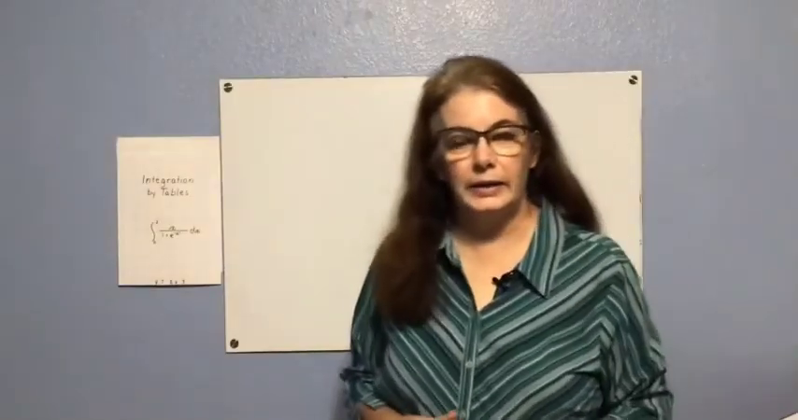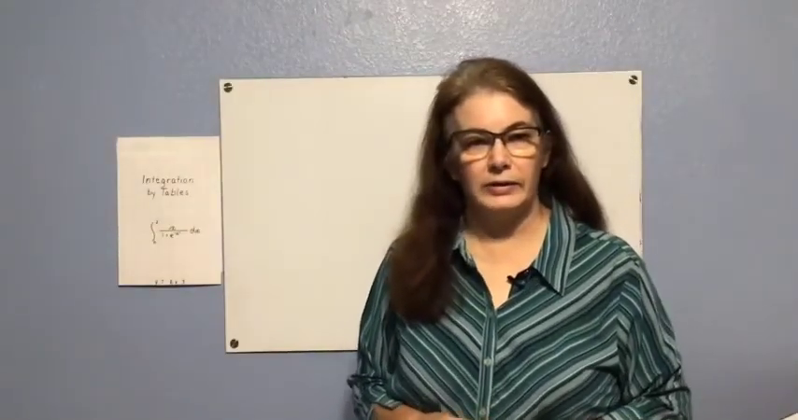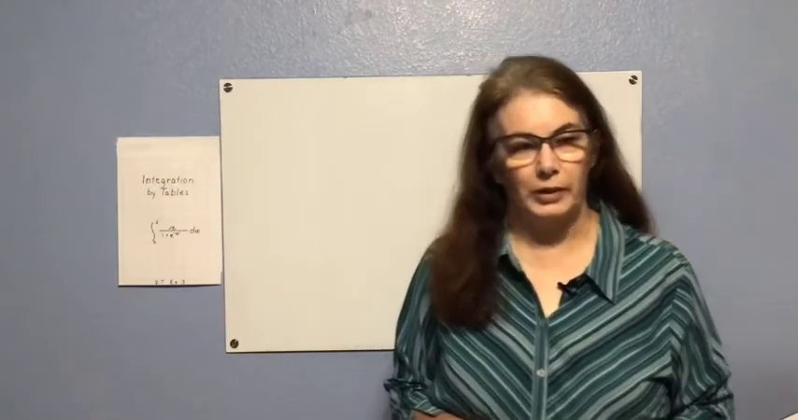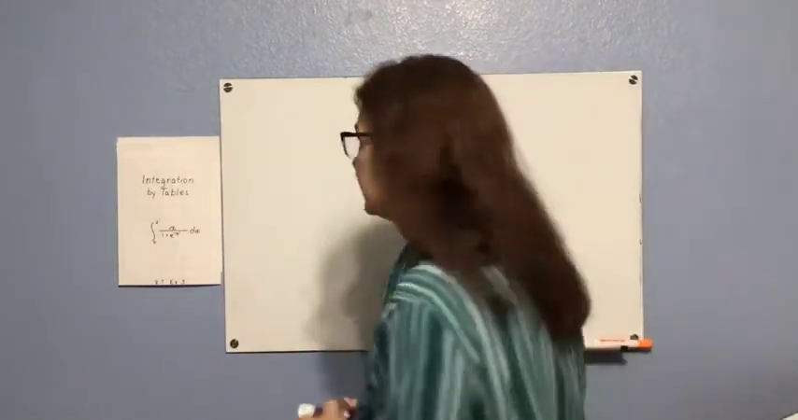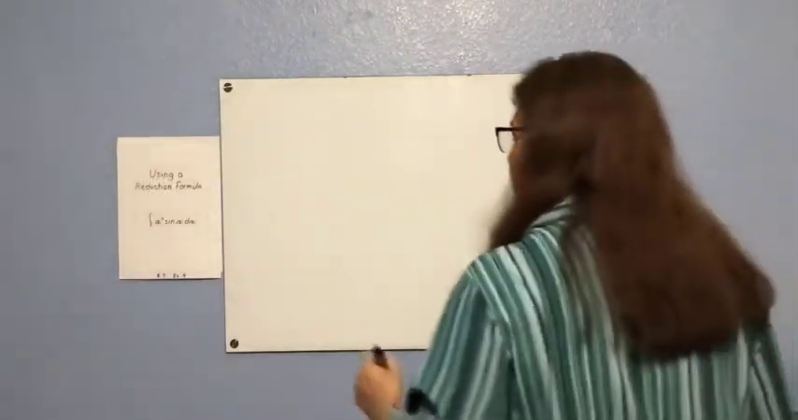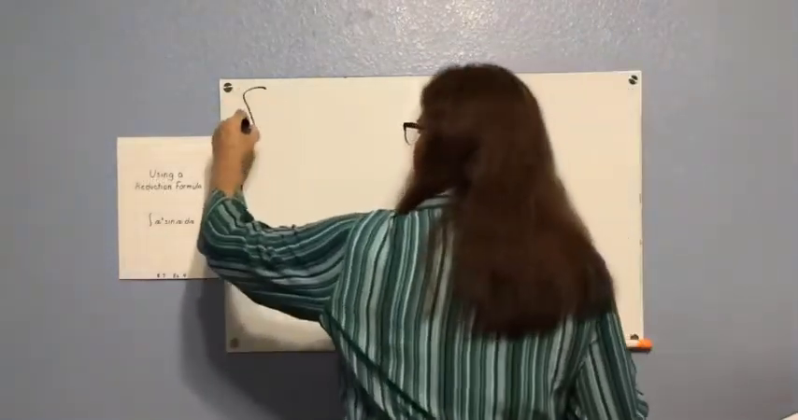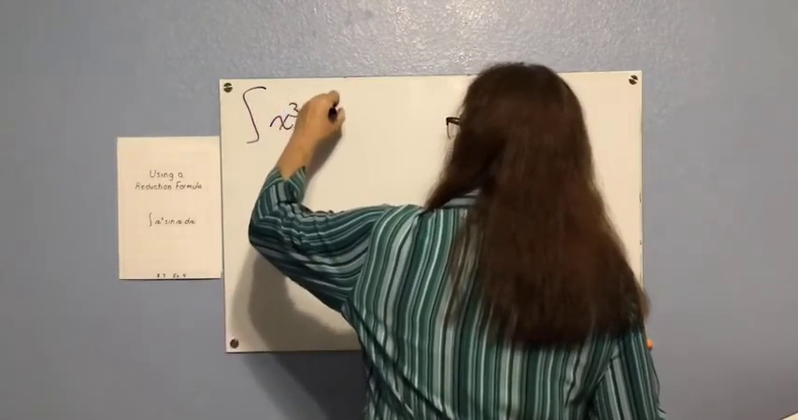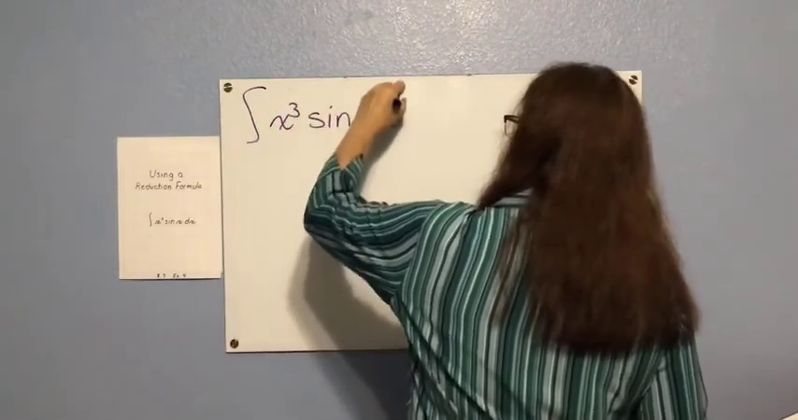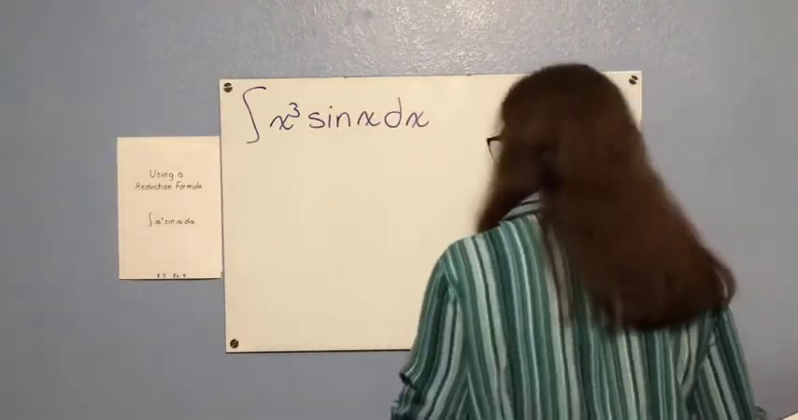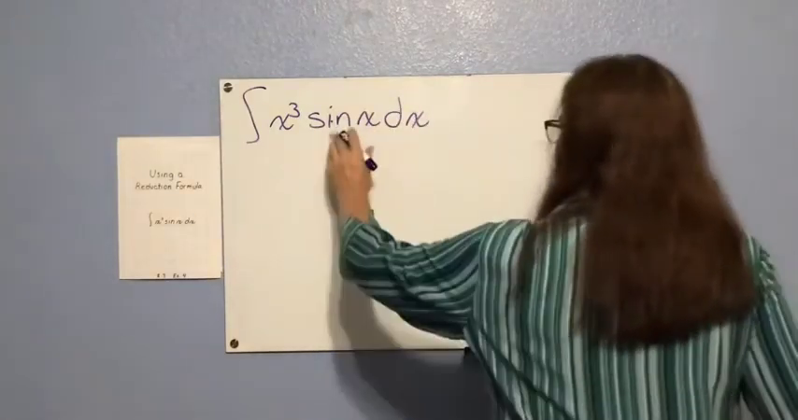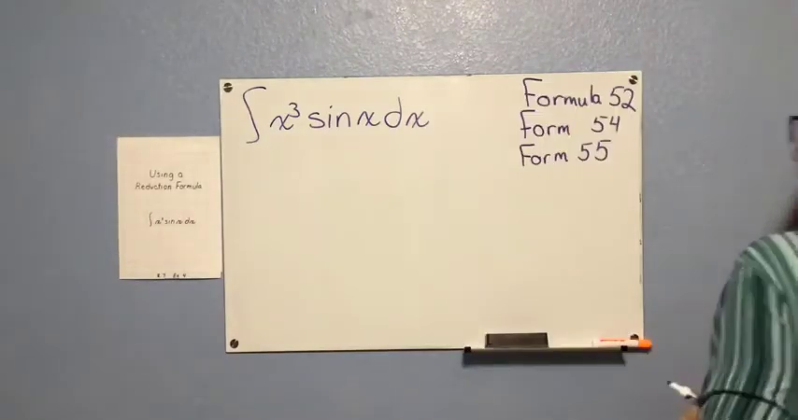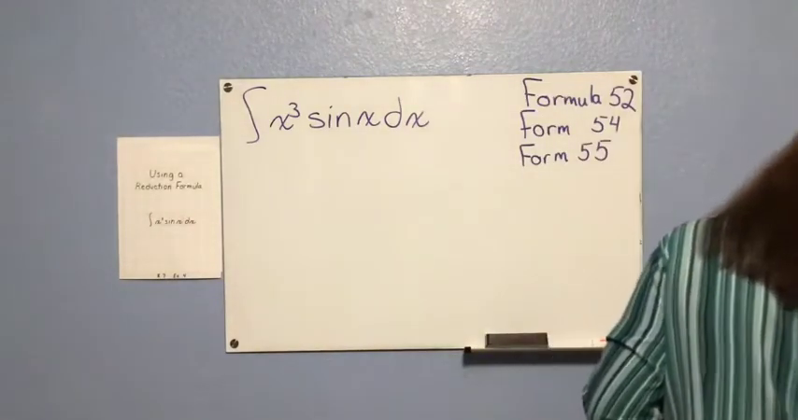Okay. In the integration tables, there are several integrals that have a form that we call a reduction formula, and it looks something like this. We'll start with the integral of x cubed sine x dx. There are 3 formulas that can help us with this. Let's write these formulas out.